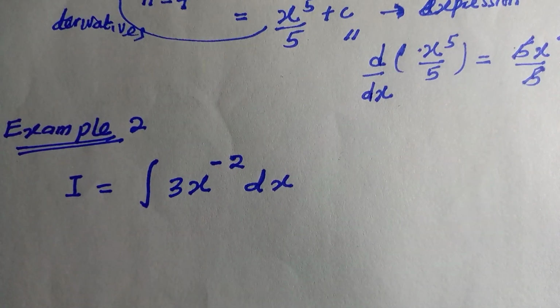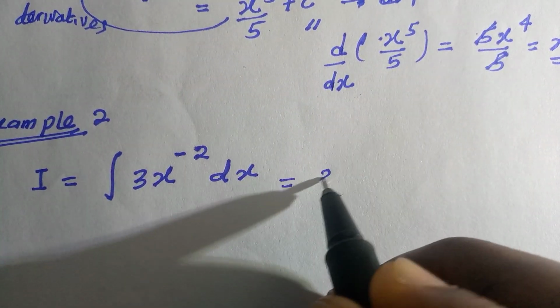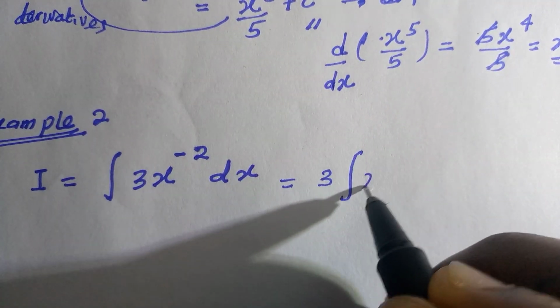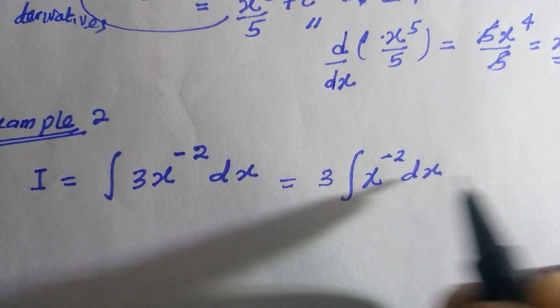Let's see the second example. This 3 here, we just take it out. It serves as the coefficient, so it doesn't have anything to do with the integration. Just take it out first, and we are going to have this.